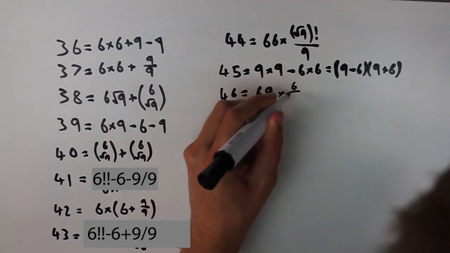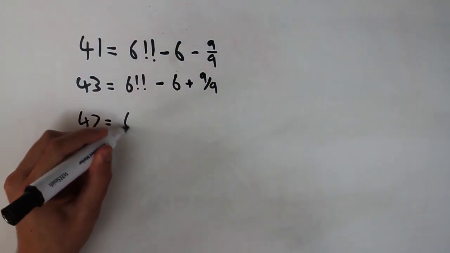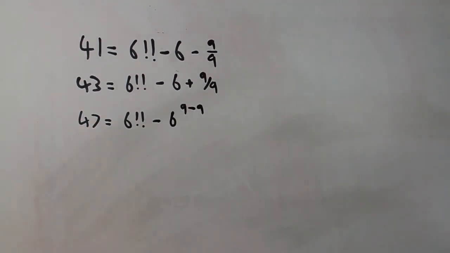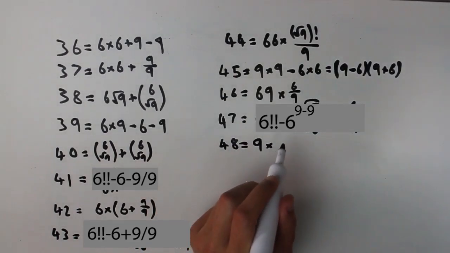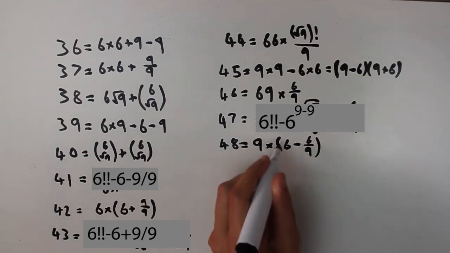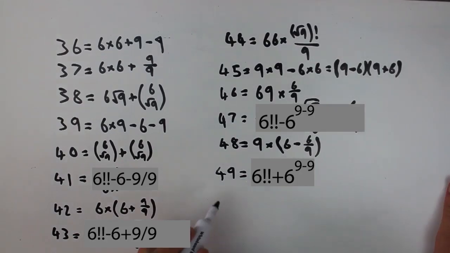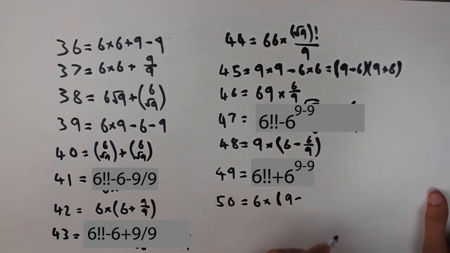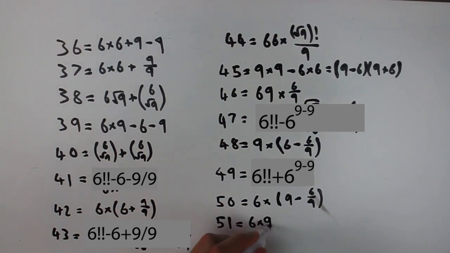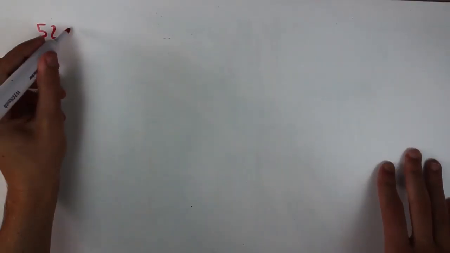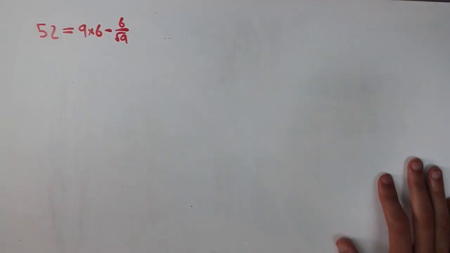46 is 69 times 6 over 9. 47 is 6 double factorial minus 6 to the power of 9 minus 9. 48 is 9 times 6 minus 6 over 9. 49 is 6 double factorial plus 6 to the power of 9 minus 9. 50 is 6 times 9 minus 6 over 9. 51 is 6 times 9 plus 6 minus 9. 52 is 9 times 6 minus 6 over root 9.